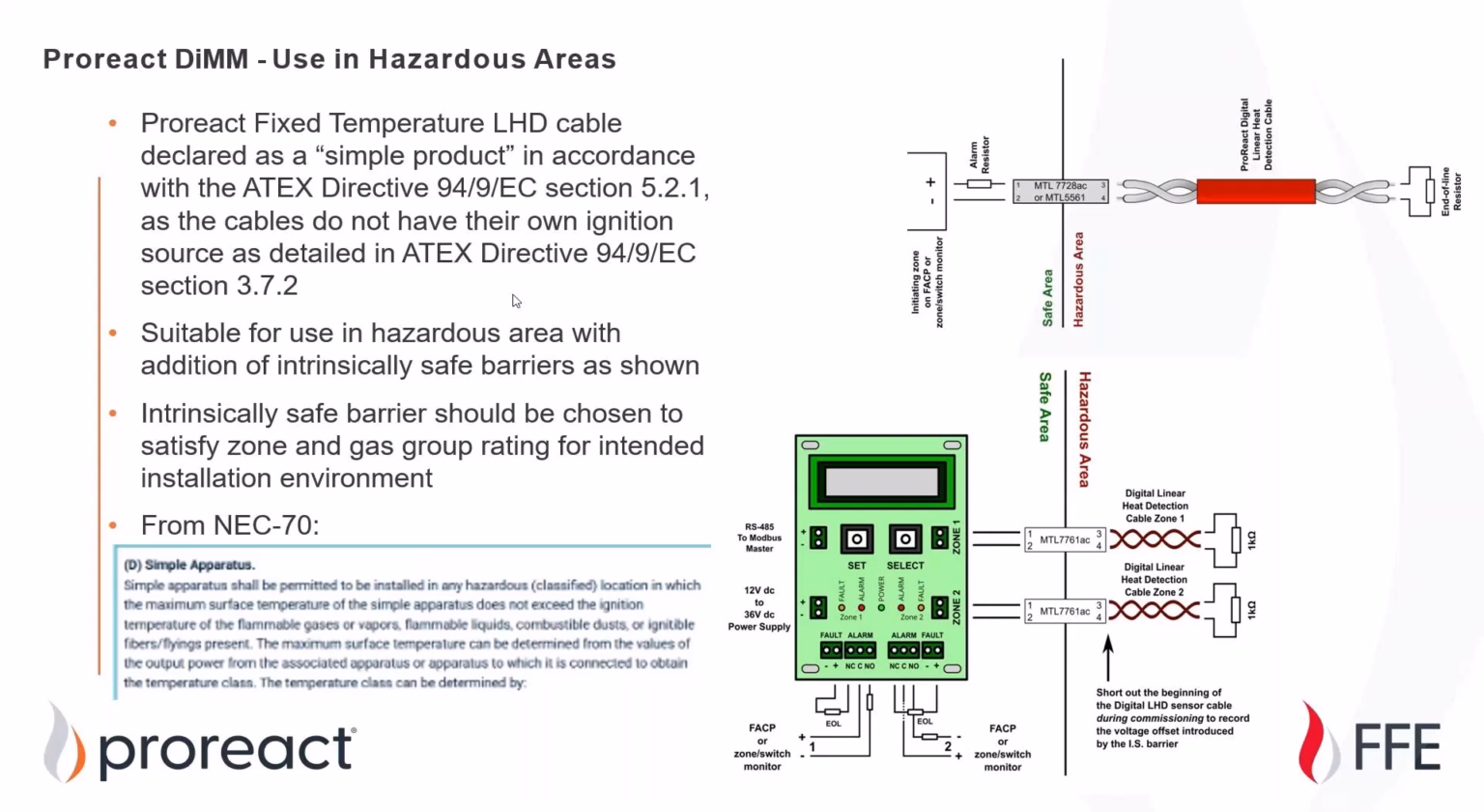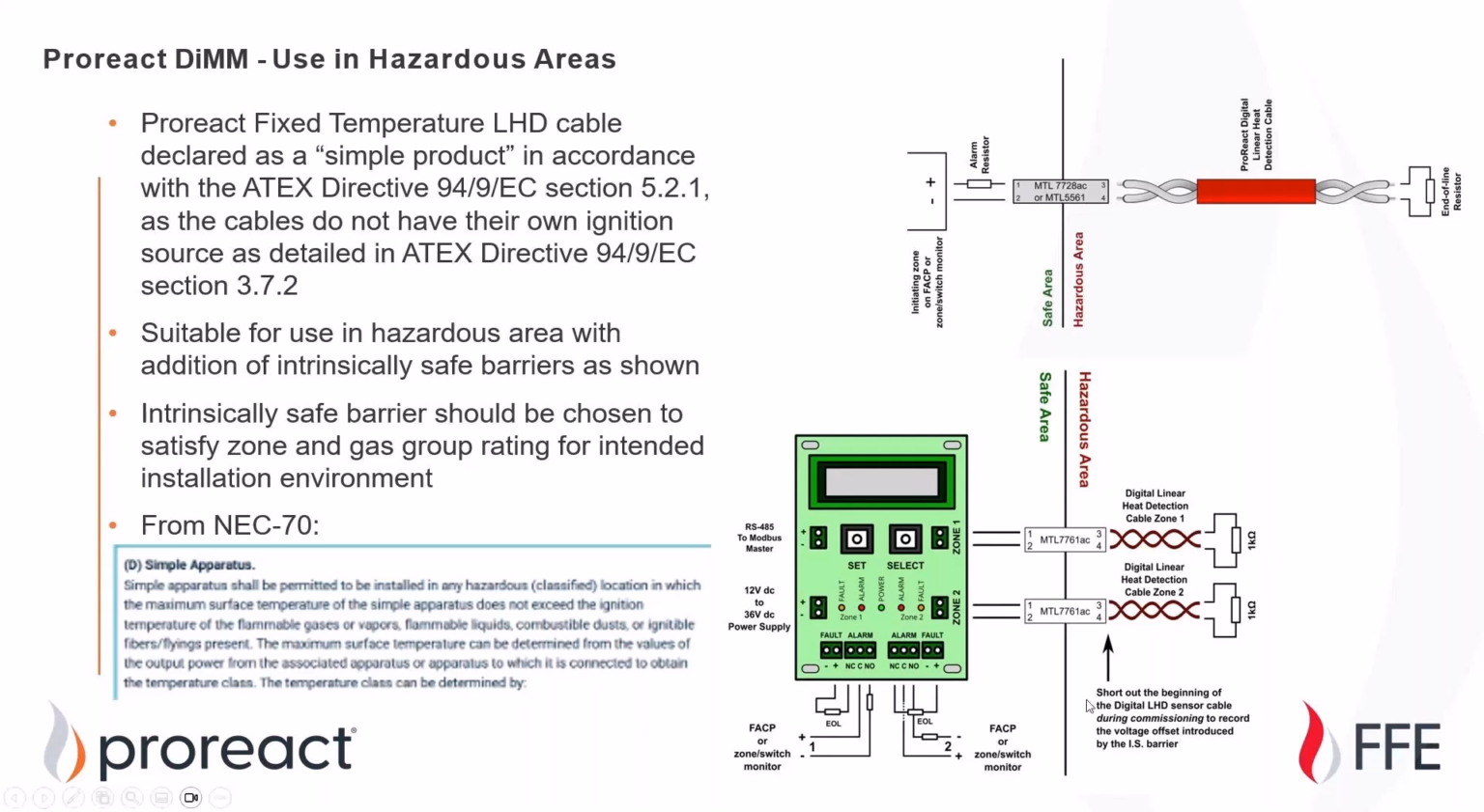The only thing that you may have to look at is if your zone and your gas group have a very low ignition temperature, then whatever junction boxes that you're using, as well as the cable itself, making sure that that does not exceed the ignition temperature of that flammable gas. So snippet here on the bottom left: a simple apparatus shall be permitted to be installed in the hazardous locations as long as surface temperatures do not exceed the ignition temperature of the flammable gases.